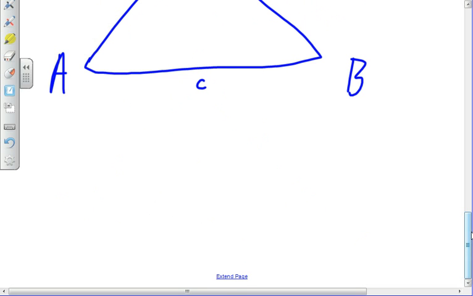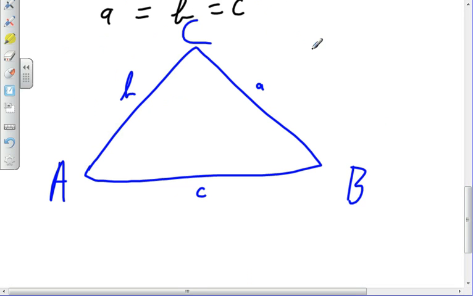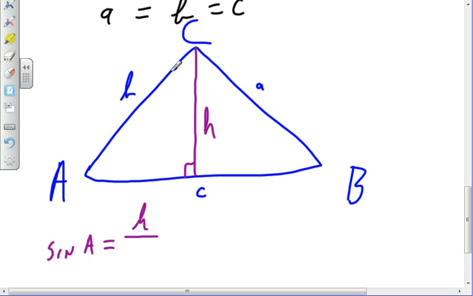So now I'm going to put an altitude in. Anybody know what an altitude is? So I'm going to bring a line from C down to there, and it's going to be a right angle. We call that an altitude, and it's going to have the height h. Then I'm going to ask you the question, what is the sine of A? And you're going to say, well, the sine of A is the side opposite over the hypotenuse.